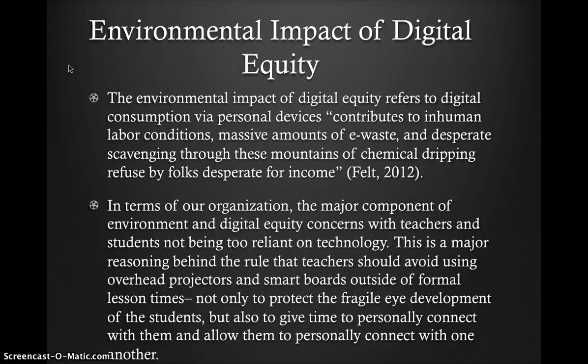In terms of our organization, the major component of environmental and digital equity concerns is teachers and students not being too reliant on technology. This is a major reasoning behind the rule that teachers should avoid using overhead projectors and smartboards outside of formal lesson times, not only to protect the fragile eye development of the students, but also to give them time to personally connect with the teacher and allow them to personally connect with one another and enhance their social skills.